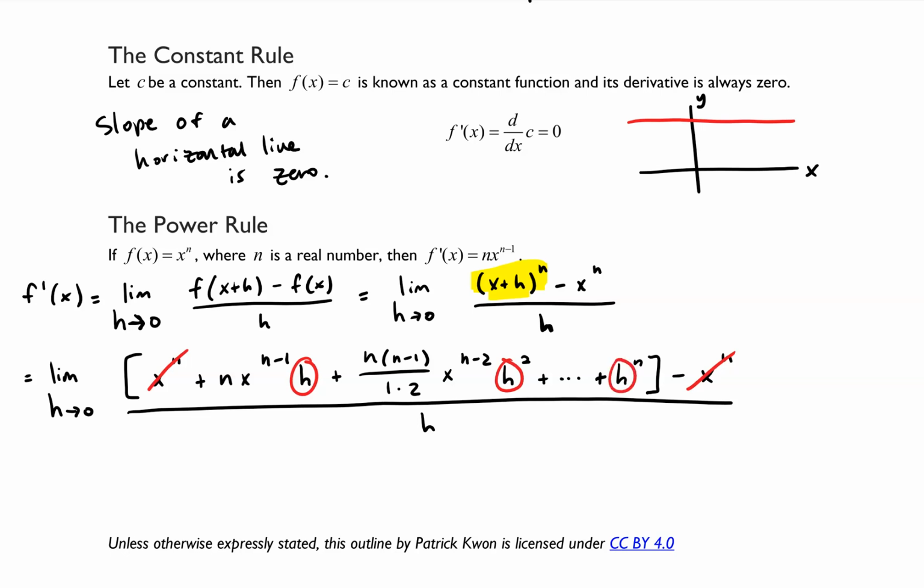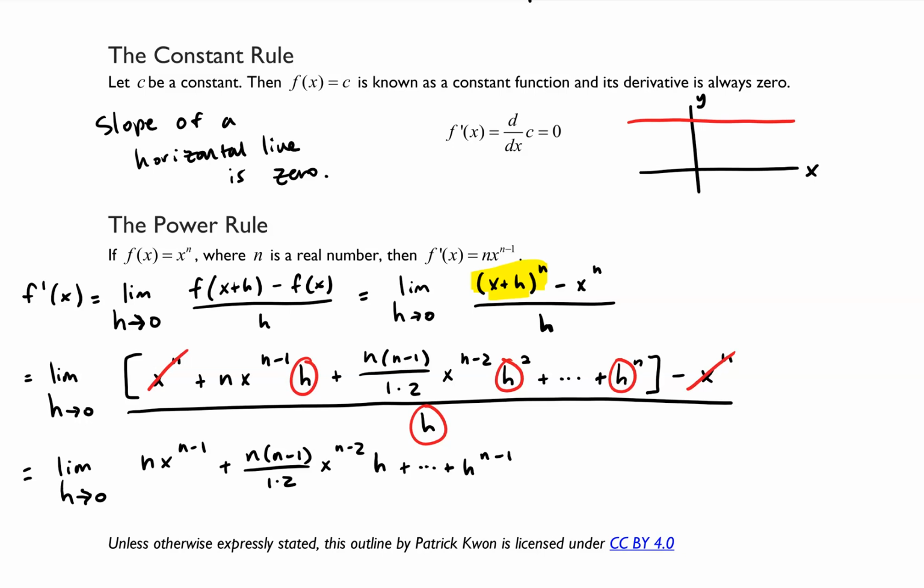So we're going to factor out the h, and it's going to divide with the h in the denominator. So after we do all of that, then we get that the limit as h approaches 0 of nx to the n minus 1 plus n times n minus 1 over 1 times 2 x to the n minus 2 h plus dot dot dot plus h to the n minus 1.